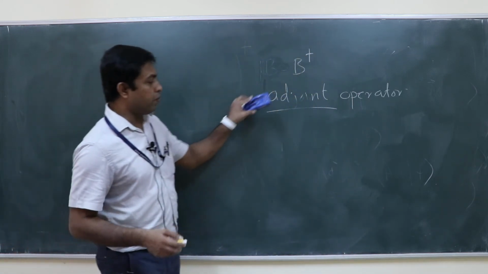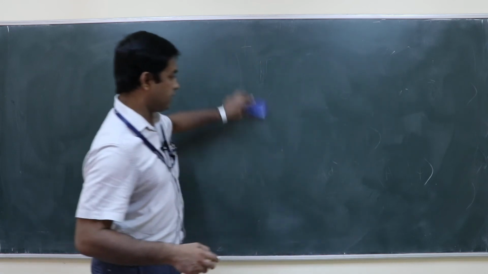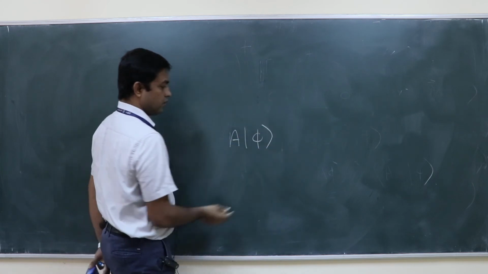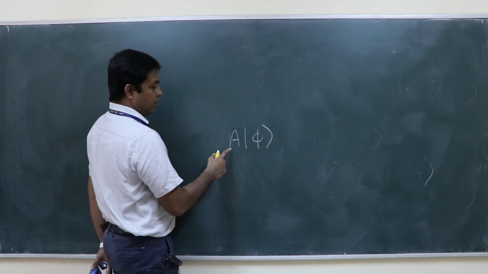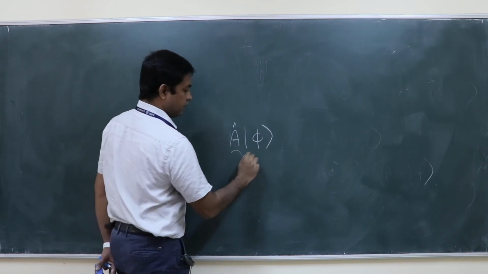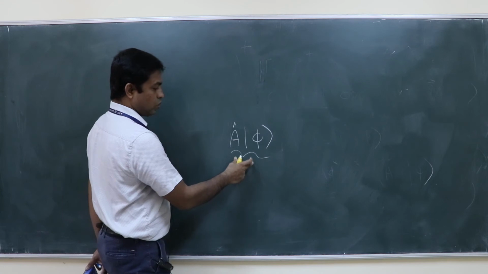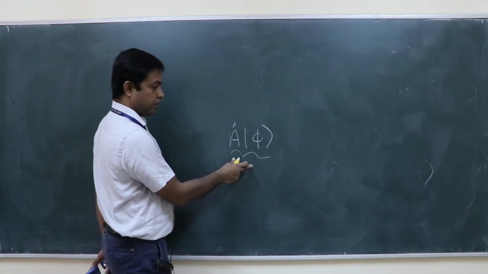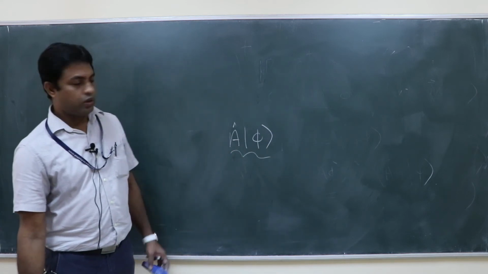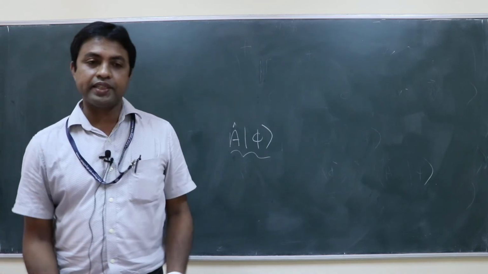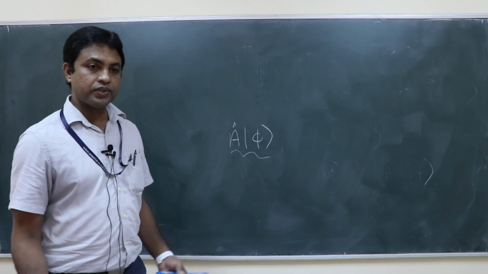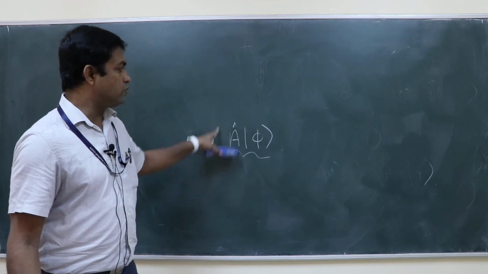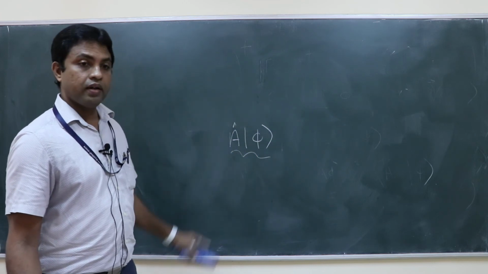So the idea of an adjoint operator is clear, right? What is an adjoint operator? I have an operator A acting on phi. This is in the ket space. So what is this operator in the bra space? Just take 15 seconds, and do not say the answer now. This whole thing is a vector, so what is its bra representation?